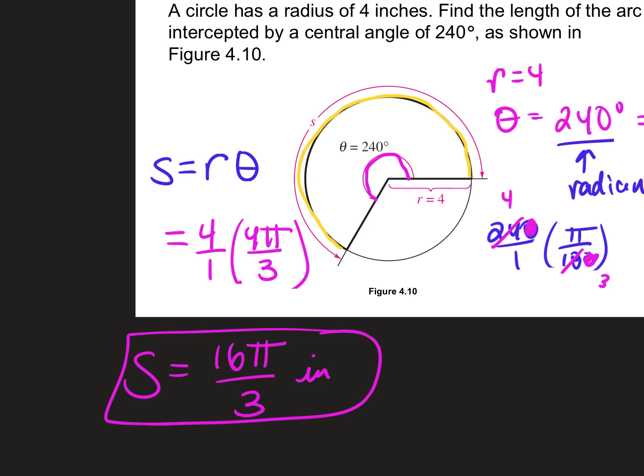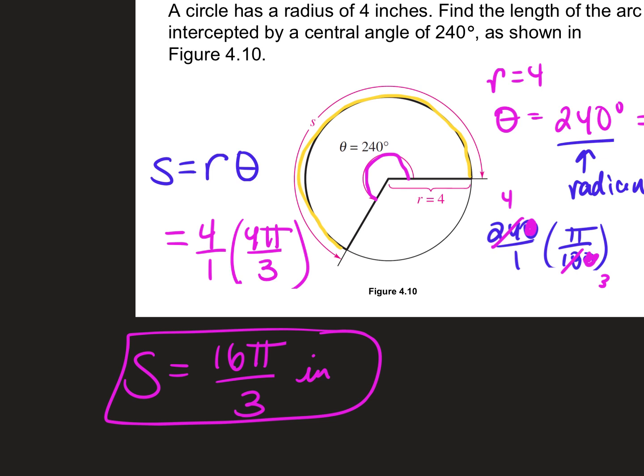That's very easy. What about if they gave you s and theta? Could you figure out what r was? Yes, right? If they gave you theta and r, you could find s. If they give you s and r, you can find theta. You can manipulate that. But this is a super, super easy kind of a question.